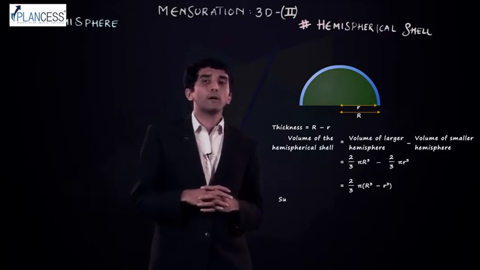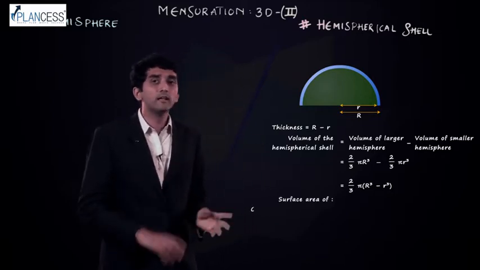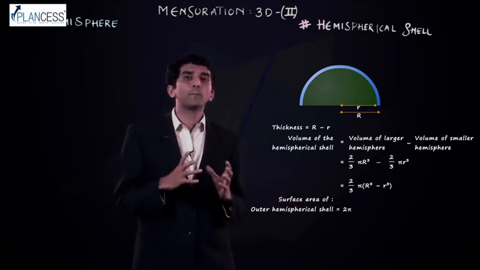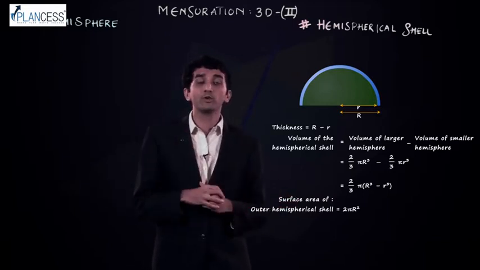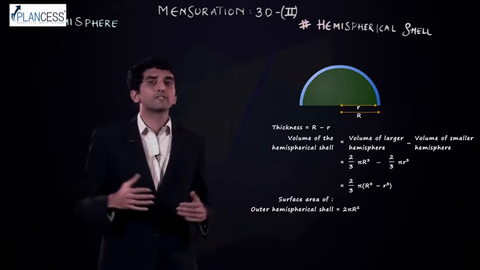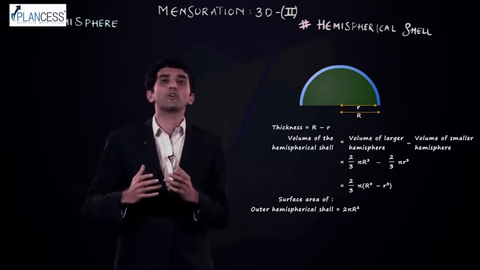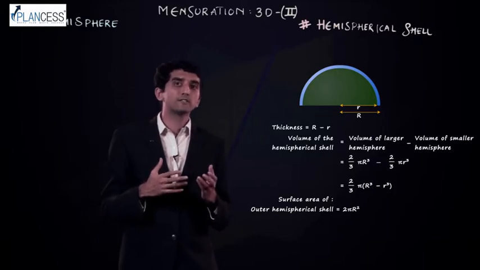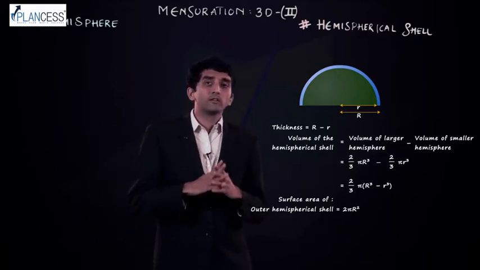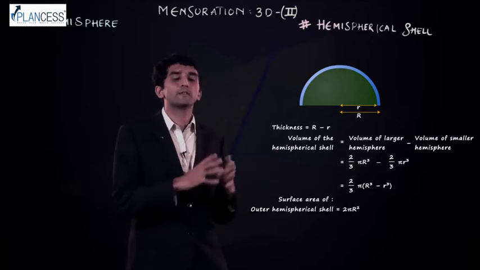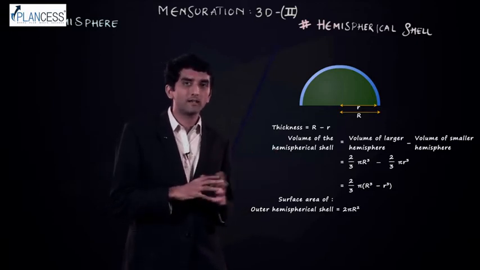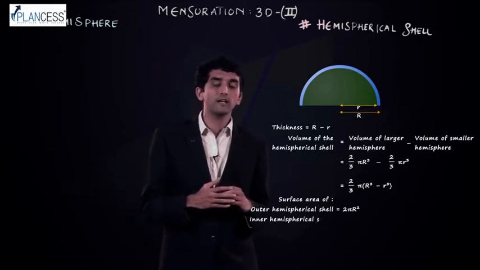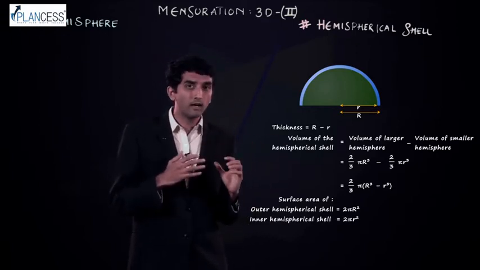Further, let's talk about the surface areas. One, there is an outer surface area which is naturally going to be 2 pi capital R square, because we know that for a hemisphere the curved surface area is half of the surface area of a sphere, which is half of 4 pi r square, and hence 2 pi r square. So the outer surface area for a hemispherical shell is 2 pi capital R square. The inner surface area for a hemispherical shell is 2 pi small r square.